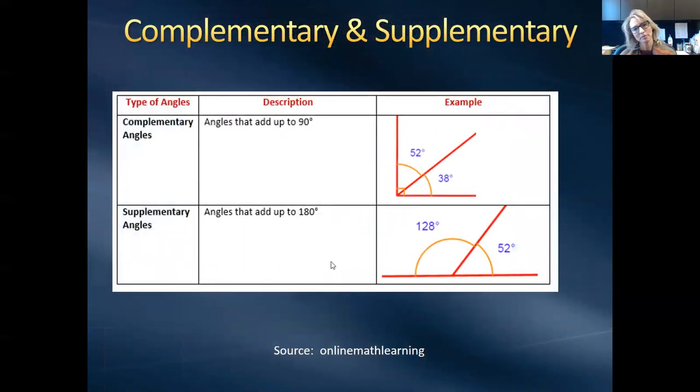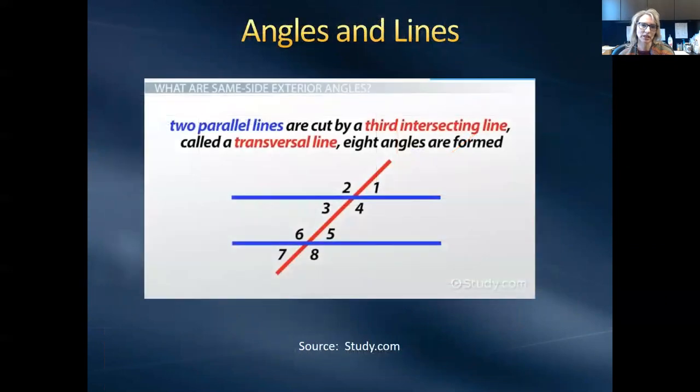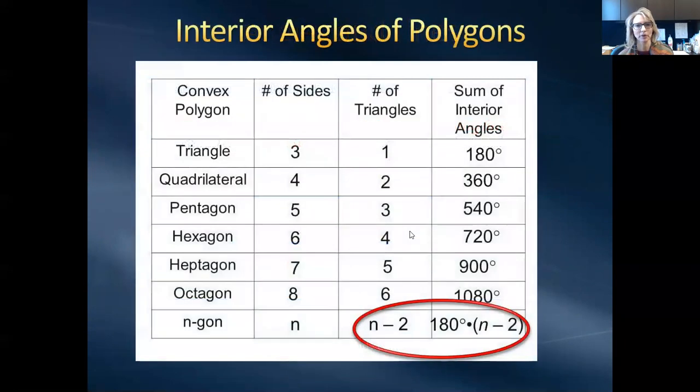Okay, a little bit about angles. Complementary angles are angles that add up to 90 degrees, and supplementary angles are angles that add up to 180, a straight line. If two parallel lines are cut by a transversal line, then 8 angles are formed, and your odd angles here are all going to be equal, and your even angles here will all be equal, congruent to each other, let's say, not equal.